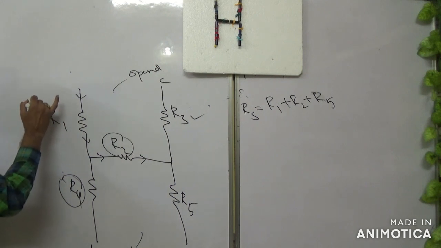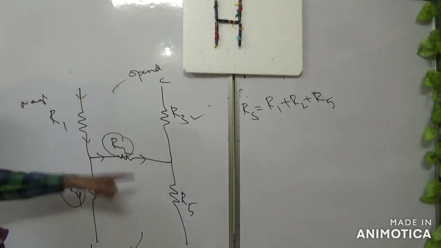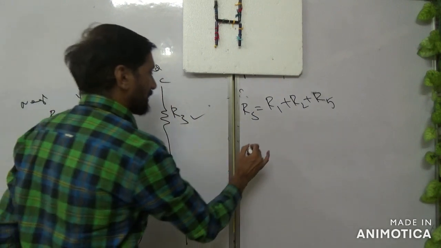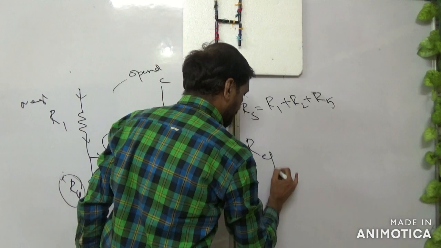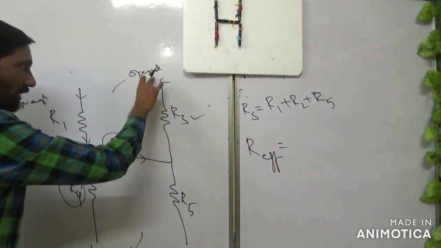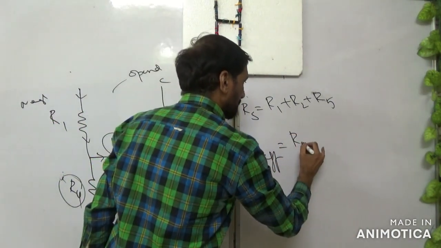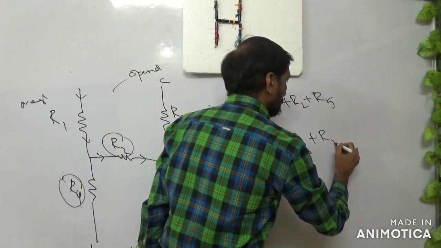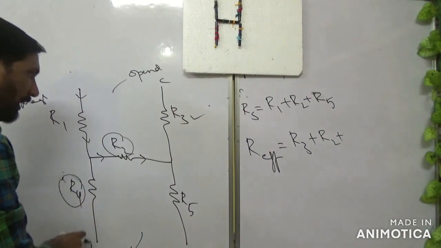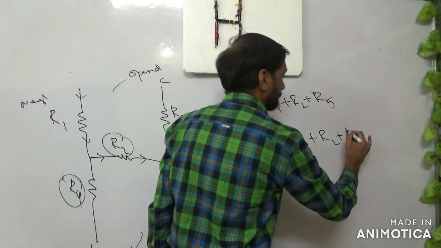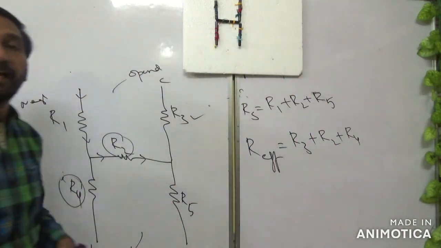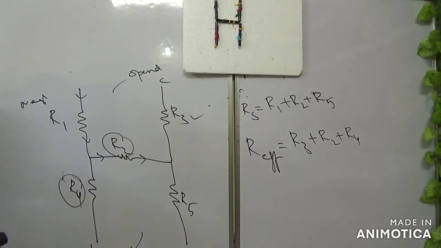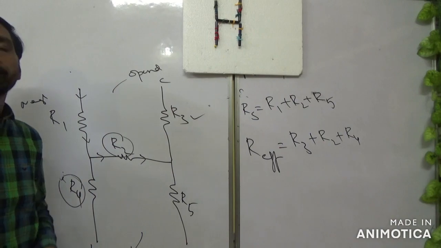These two are neglected. Why? Because open now, current flows across this path. That means what is the effective resistance in this case? R3 plus R2 plus R4. Okay, that is if you want to find resistance between C and D instead of AB.